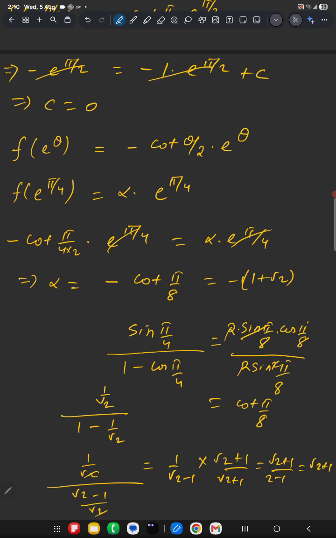So the alpha value is minus 1 within bracket 1 plus root 2, or you can say that minus 1 minus root 2. Clear? This is your answer. Okay, thank you.